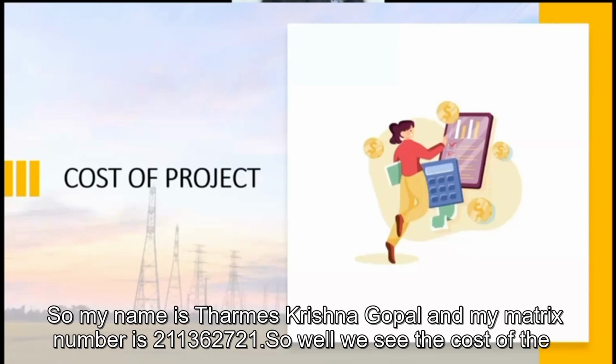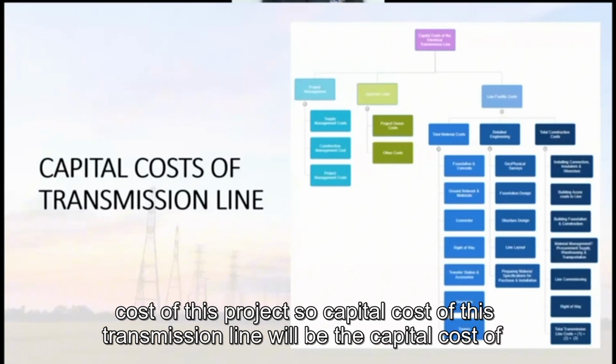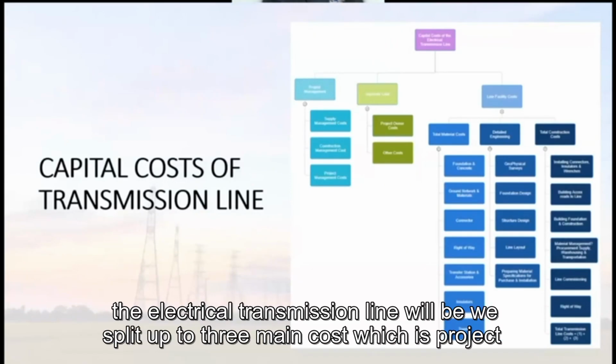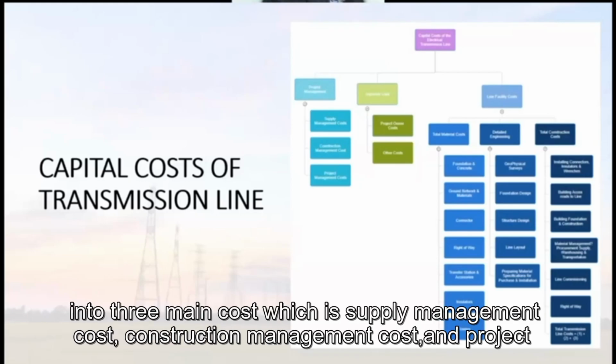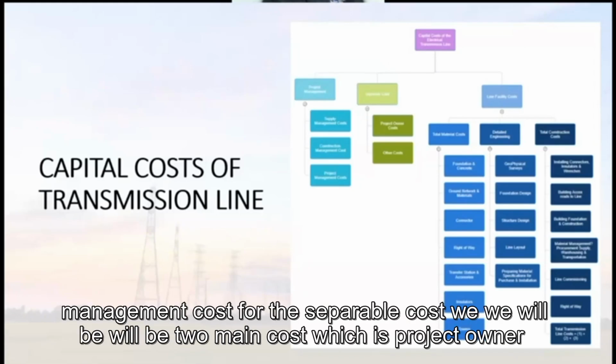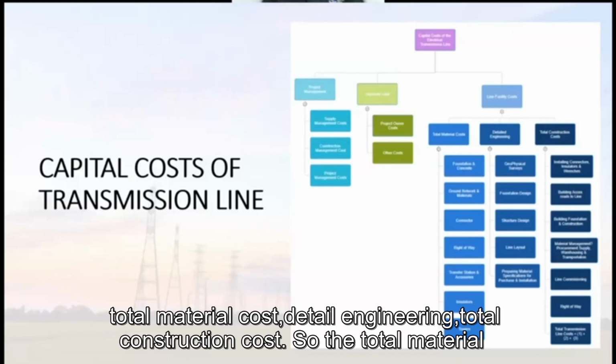So we see the cost of this project. The capital cost of the electrical transmission line, we split up into three main costs, which are project management, separable cost, and line facility cost. For the project management, we split into three costs: supply management cost, construction management cost, and project management cost. For the separable cost, there are two main costs: project owner cost and other costs. And for the line facility cost, we also split into three main points: total material cost, detail engineering, and total construction cost.